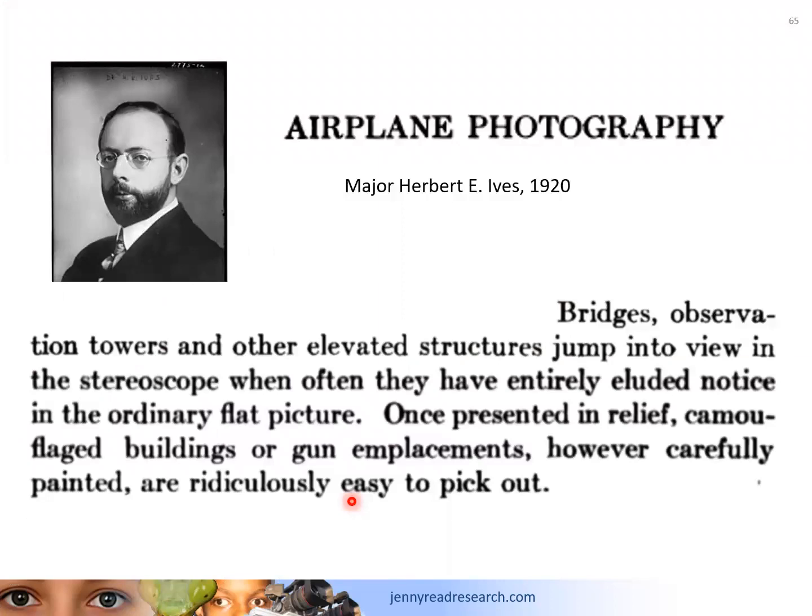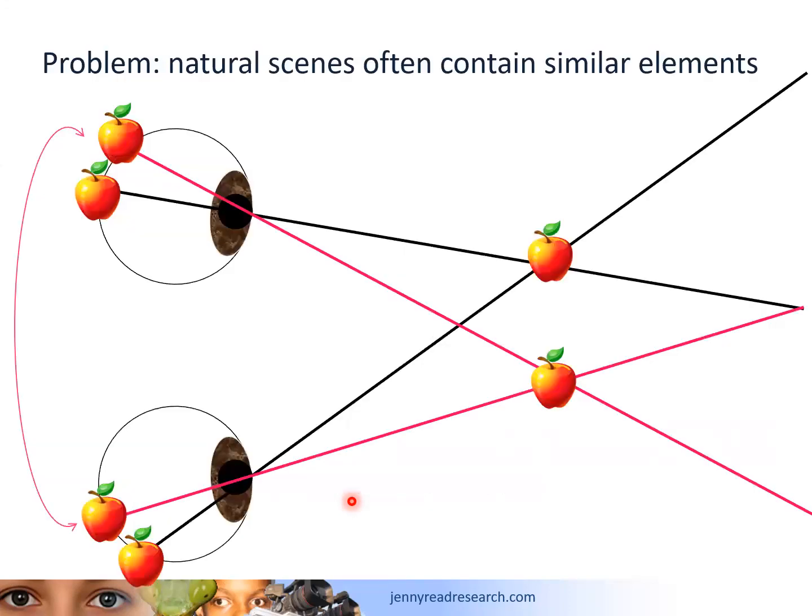And I like this quote from a book written after the First World War and the experience of aerial reconnaissance, saying how bridges and observation towers jump into view in the stereoscope when often they've entirely eluded notice in the ordinary flat picture. So this camouflage breaking has been useful in a human arms race and possibly in an evolutionary arms race as well. So how do you achieve this camouflage break?